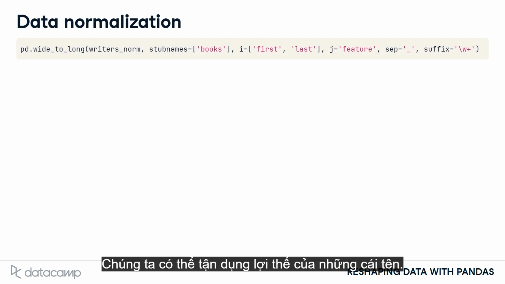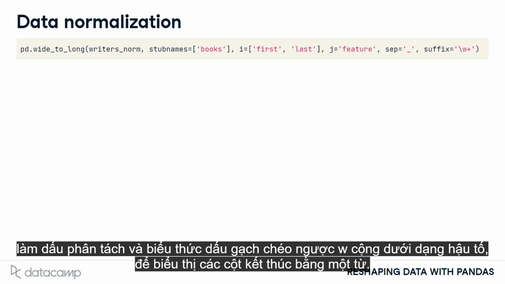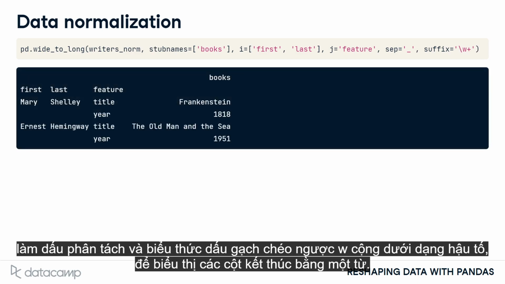We can take advantage of the names. We can reshape the data frame using the wide_to_long function, setting books as stub names, an underscore as the separator, and the expression \w+ as a suffix to indicate the columns end with a word.